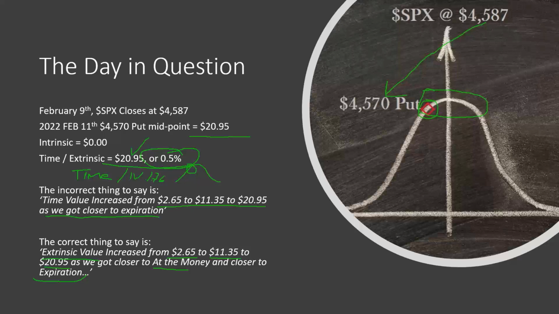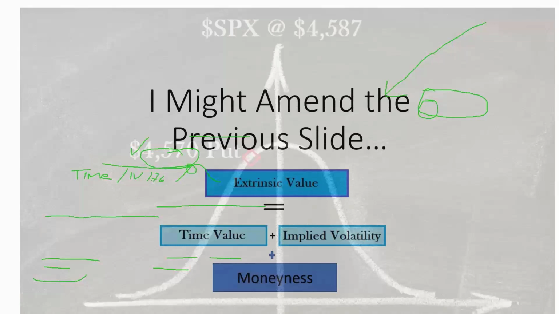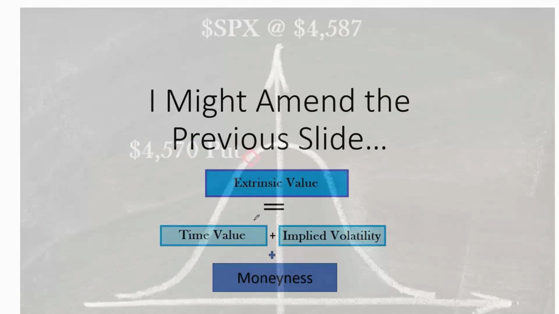Okay. Now, I might amend, of course, the previous slide there. Let me clear that out. Great. So when I said that extrinsic value is time value plus implied volatility, extrinsic value really comes down to time value, implied volatility, and moneyness, as in where is the stock in relation to the at-the-money bell curve.